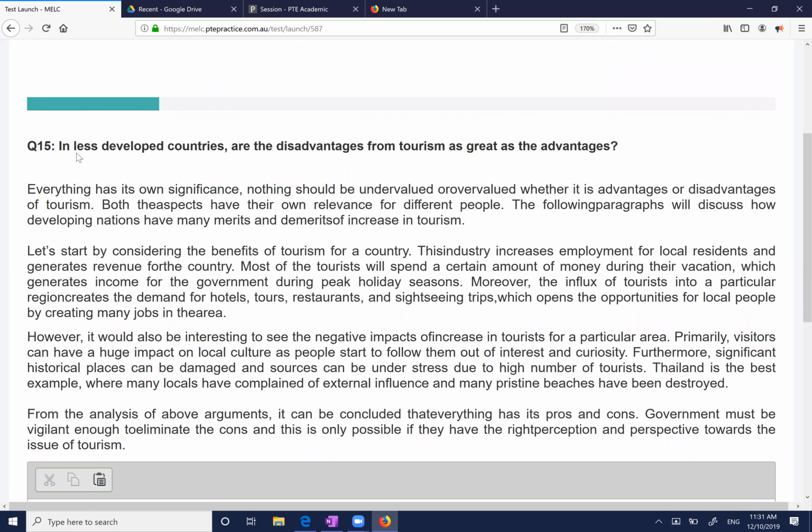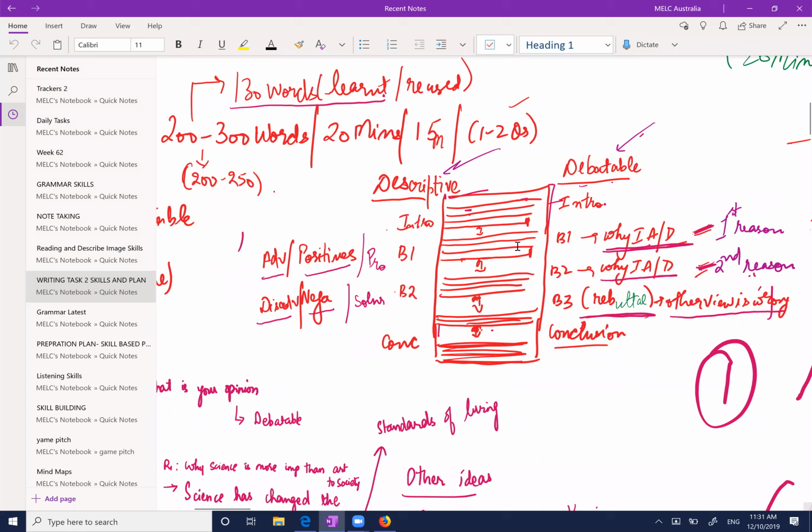Okay, look at this. In less developed countries, are the disadvantages from tourism as great as the advantages? So here they are talking about what type of elements? Advantages and disadvantages. Hence, it is a descriptive essay. So because it is a descriptive essay, I'll follow intro, body 1, body 2, conclusion.